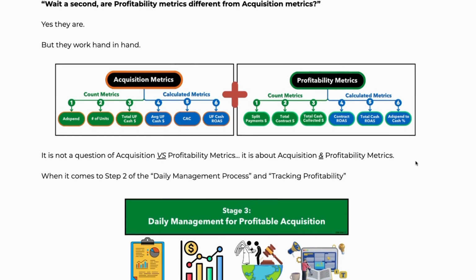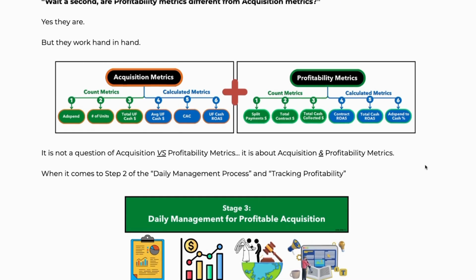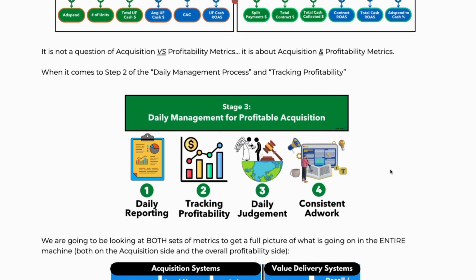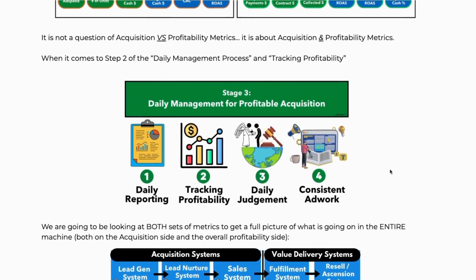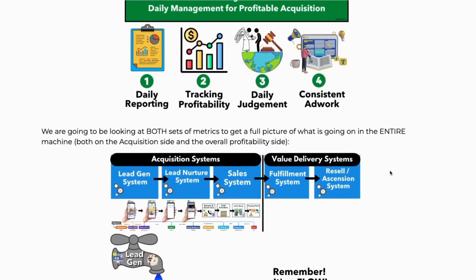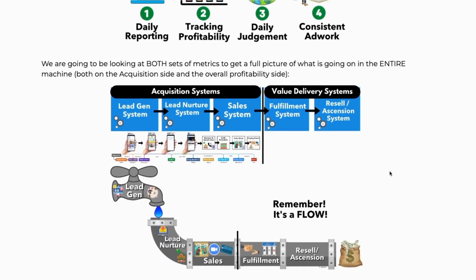But the question is not, hey, is it acquisition versus profitability metrics? It's acquisition and profitability metrics. When it comes to step 2 of the daily management process, tracking profitability, we are going to be looking at both sets of metrics to really get a full picture of what is going on in the entire machine, both on the acquisition side.